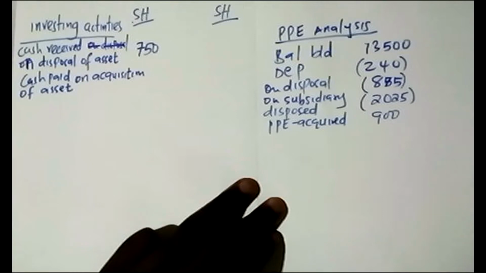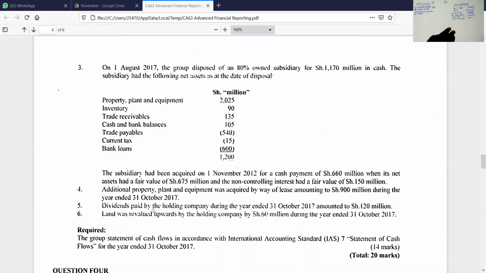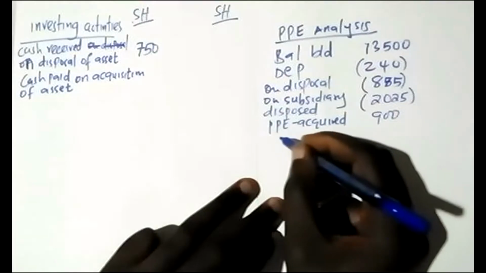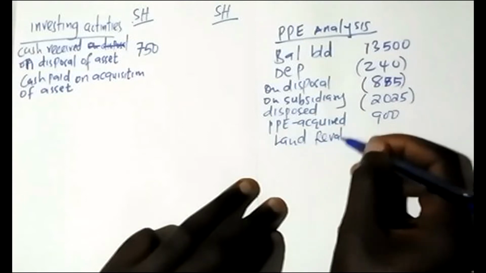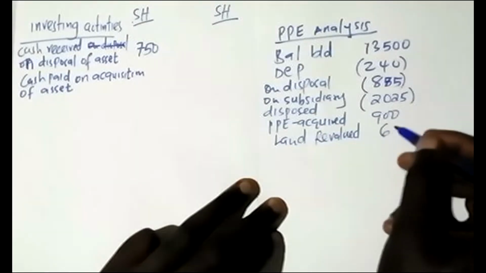Then another thing, the last additional information. Number 5, it was dividends paid by the holding company, so that one can never affect your property, plant, and equipment. The last one, number 6, there was land which was revalued by 60. It is provided there, 60. So land revalued. So there was an element of 60.